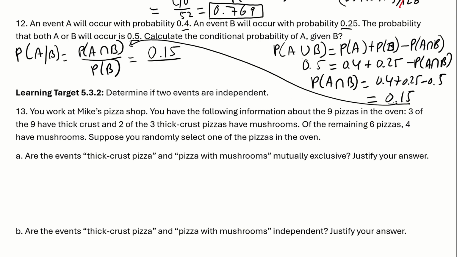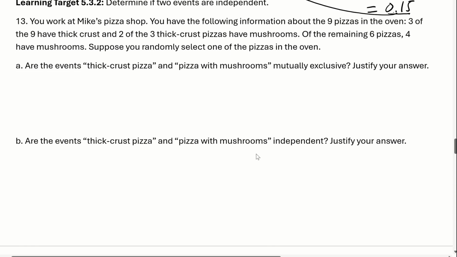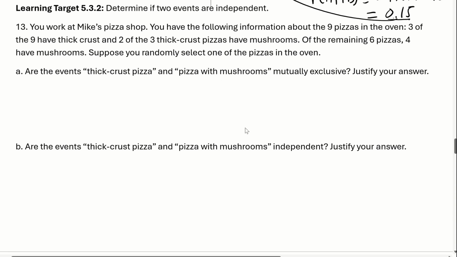All right, and then the probability of B, they told us, was 0.25. Okay, we just plug it in there, and we get an answer of 0.60. All right, that takes care of number 12. We're getting there. Number 13, determine if two events are independent.